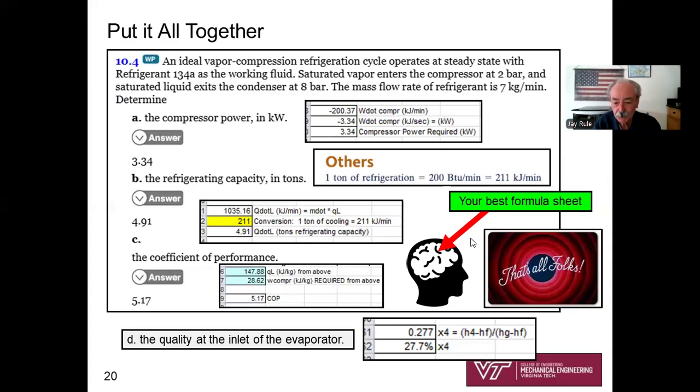So here's a picture of you and your head, and my suggestion is this is your best formula sheet. Your head is far better formula sheet than a sheet with a bunch of specialized formulas on it. So that's it. That is a demonstration of the ideal vapor compression refrigeration cycle. I hope you've gotten something out of it. I hope it improves your understanding of what's behind these refrigeration cycles.